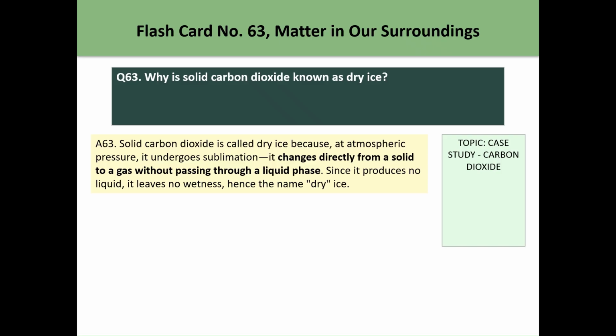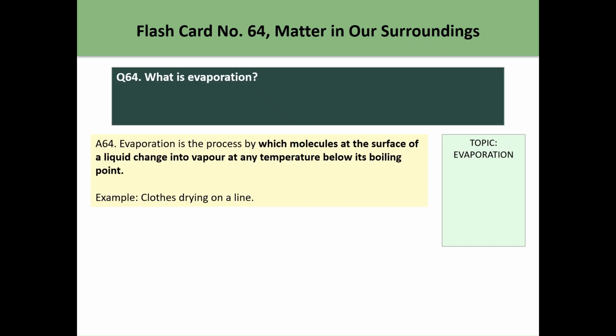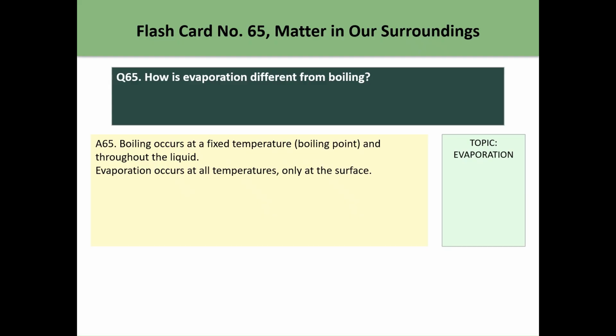Let's move to evaporation. What is evaporation? Evaporation is a process by which molecules at the surface of a liquid change into vapor at any temperature below its boiling point. Example: clothes drying on a line. To avoid confusion, let's compare evaporation with boiling. How is evaporation different from boiling? Boiling occurs at a fixed temperature and throughout the liquid. Evaporation occurs at all temperatures and only at the surface. Boiling is fast and fixed. Evaporation is slow and continuous.